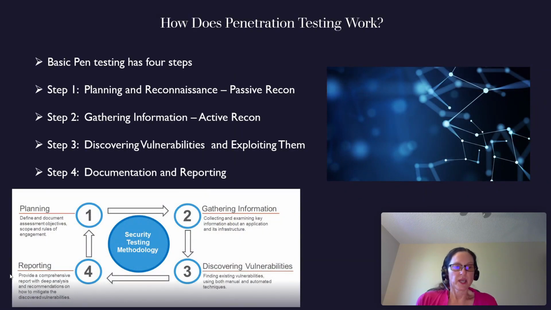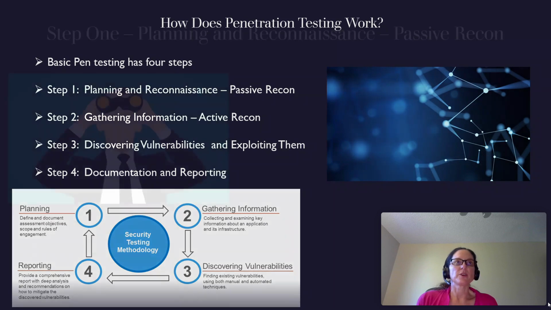How does pen testing work and what is involved? Penetration testing can vary from organization to organization. However, it usually follows 4 similar steps. The first step is planning and reconnaissance, also known as passive recon. Step 2 is gathering information, also known as active recon. Step 3 is discovering vulnerabilities and exploiting them. And step 4 is documentation and reporting.